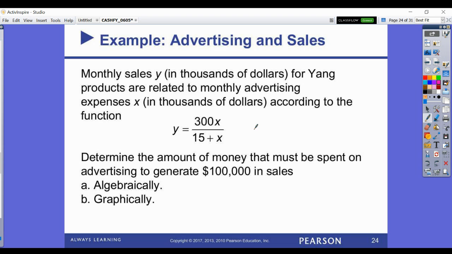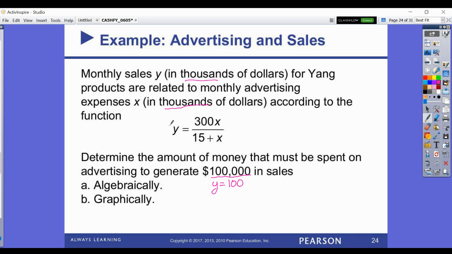This one is an application. So we have monthly sales. Keep in mind, this is in thousands of dollars for Yang products, related to monthly advertising expenses in thousands of dollars according to this function. So here's my function. Determine the amount of money that must be spent on advertising to generate $100,000 in sales. So remember, sales was Y, but it's in thousands. So what I want is my Y to equal 100,000.